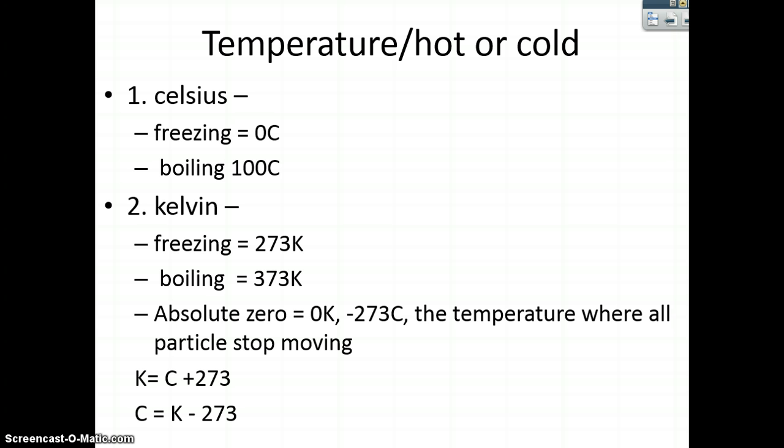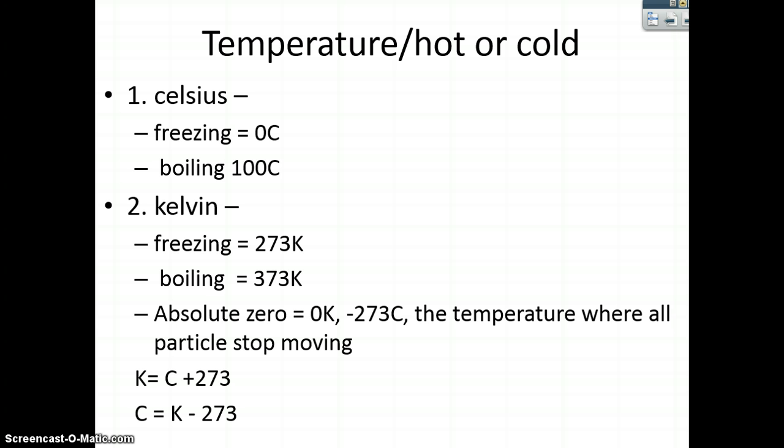Okay, we're talking about heat, hot and cold. We're talking about temperature changes. In chemistry, we usually use Celsius, but chemistry can also use the Kelvin scale. On the Celsius scale, freezing is 0 and boiling is 100 degrees Celsius. On Kelvin, freezing is 273 Kelvin and boiling is 373 Kelvin. As you can see, the difference between the freezing point and boiling point of both Celsius and Kelvin is 100. It's just that with Celsius we go from 0 to 100, and with Kelvin we go from 273 to 373.